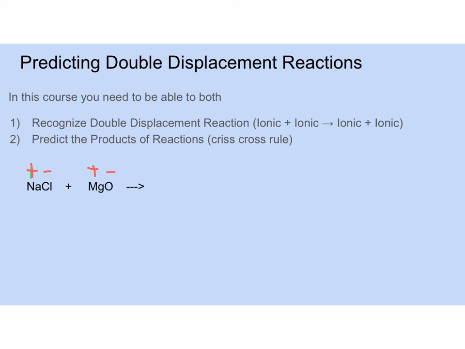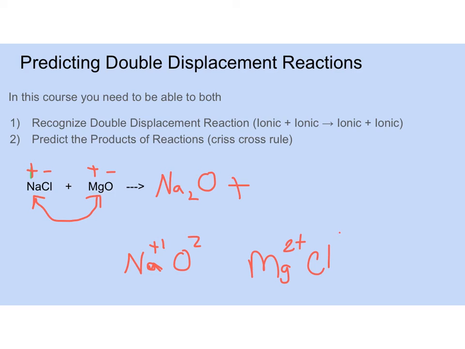Okay. So now all we have to do is say, okay, well, magnesium and sodium are going to switch. Okay. So if sodium is going to bond with oxygen, then I have to do my crisscross. Sodium's 1 plus, oxygen's 2 minus. If I do the crisscross, that would make Na2O. Plus, well, what if magnesium now bonds with chlorine? So I have to do the same thing. Magnesium, 2 plus, chlorine, 1 minus, crisscross, and I get MgCl2.